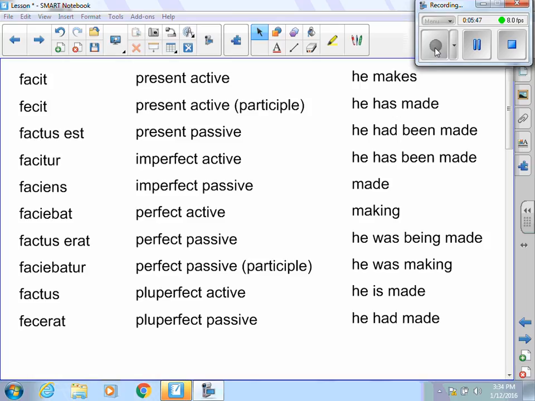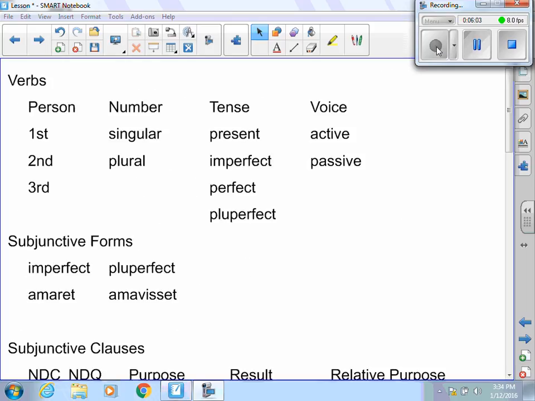If I were you, I would make another list using a different verb to make sure that I could construct it myself and determine what the tense and voice was and the translation. Subjunctive forms, they're going to give you a subjunctive like amaret here or like amavisset, and they're going to say, okay, what tense is this subjunctive form? Remember that the imperfect comes from the present stem amare, we added a T. The pluperfect comes from the perfect stem amav, add the isse, that gives you the perfect infinitive. Add the T to get the pluperfect subjunctive.